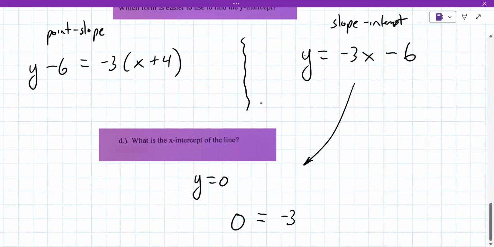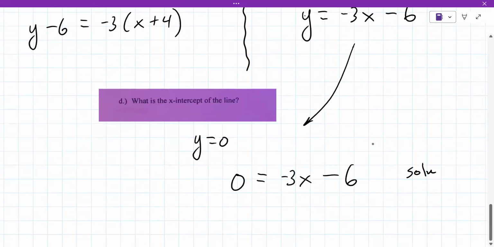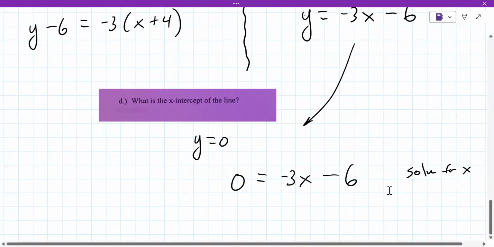0 equals -3x - 6. And you have to solve for x. Could you do that for us, please? Would you start off with adding 3 or dividing 3? Nope. You look at the side with the variable, you got multiplication by -3, subtraction by 6. Would you add 6 then? Yes.